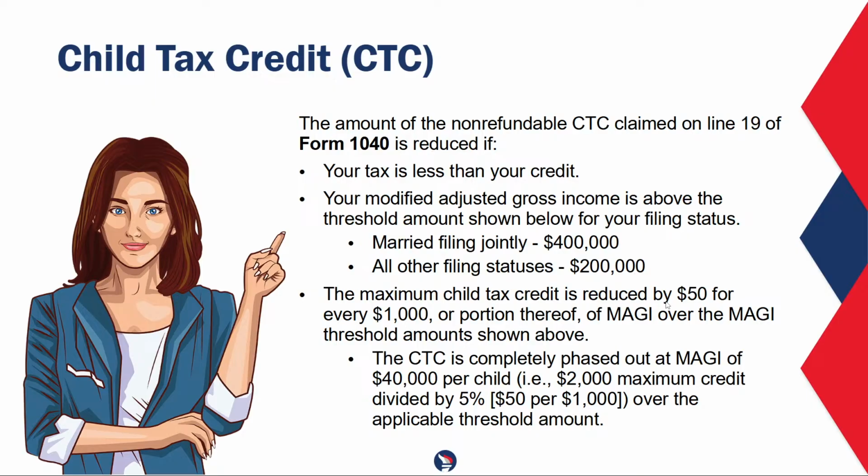The maximum child tax credit is reduced by $50 for every $1,000 over the threshold. So the child tax credit is completely phased out at adjusted gross income $40,000 over the threshold per child, i.e., $2,000 maximum credit divided by 5, $50 per $1,000 over the threshold limit. So basically, what we're saying here is we start phasing your non-refundable credit down once you reach $400,000 or $200,000, and you're completely out of credit at $440,000 or $240,000.